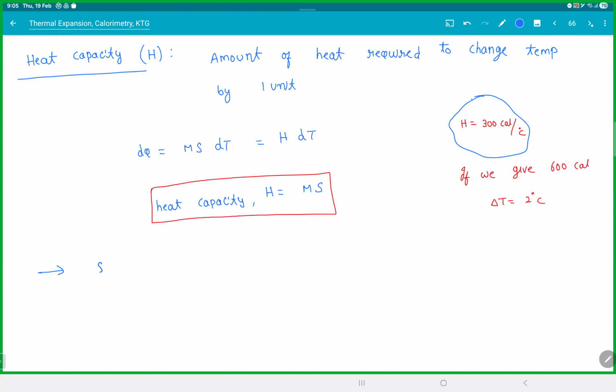Specific heat capacity is independent of mass. Because what is specific heat capacity? The amount of heat required per unit mass per unit degree. So whether you take 1 kg or 10 kg, S will remain the same. It's like your density. Density of 1 kg water or 10 kg water is the same, but volume of 1 kg water and 10 kg water is different. So specific heat capacity is independent of mass. It depends only on the nature of the material. Whereas the heat capacity depends on the mass because heat capacity is m into specific heat capacity.